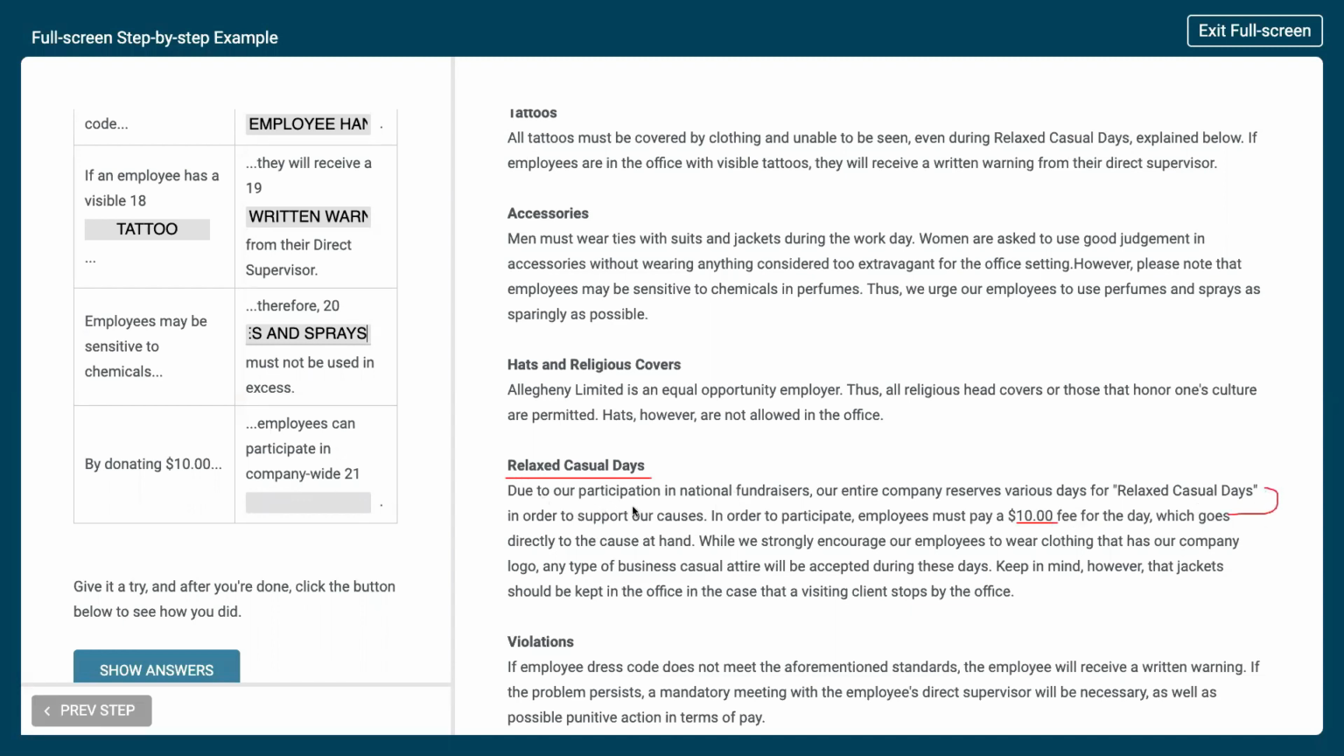So I see here, due to our participation in national fundraisers, our entire company reserves various days for relaxed, casual days. Now, company-wide is a great synonym for entire company. It is a noun again, like we thought, and so it looks like this would be perfect for number 21. I'm going to put all 3 words because it fits and it makes sense. It's a specific type of casual day, a specific type of event. And so I have relaxed casual days. And there we have it.